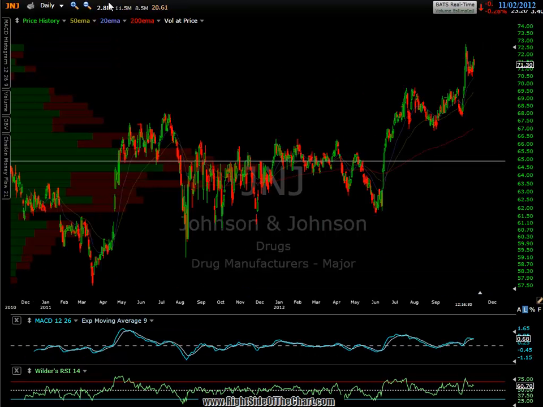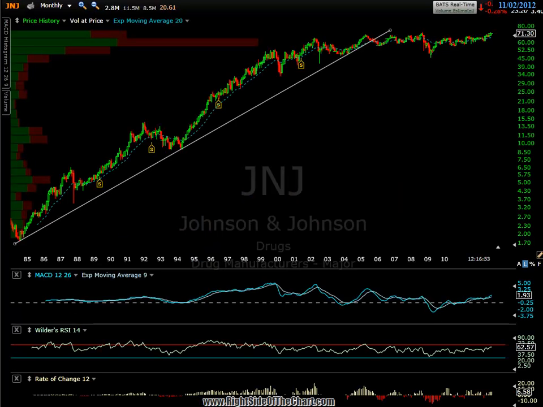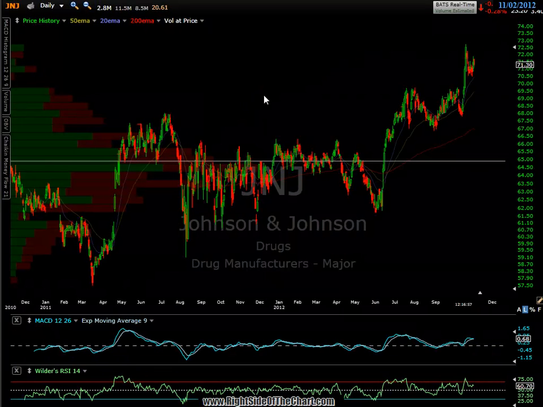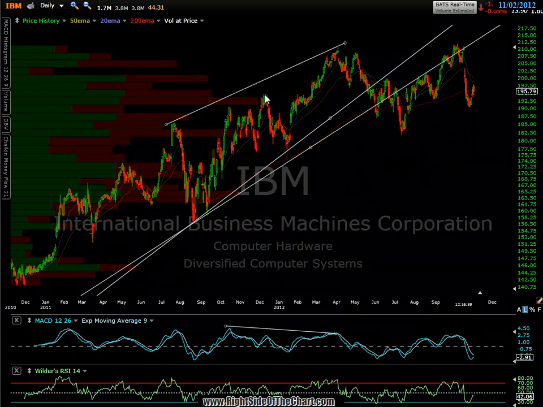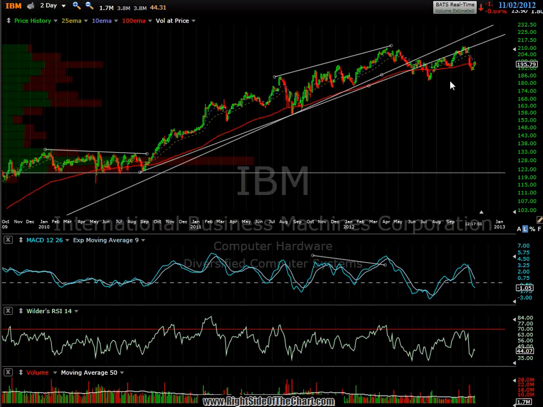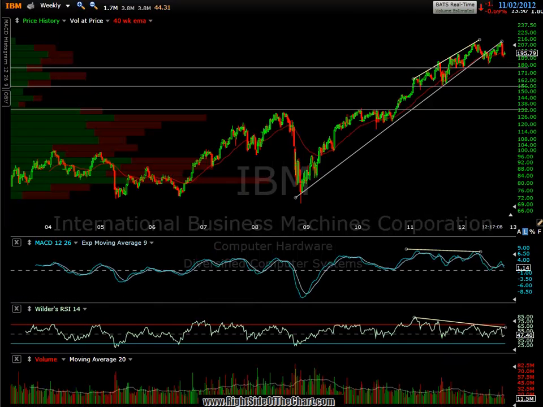J&J, I don't see really much on the chart here. Let's take a look. There's a monthly chart, not a whole lot. I don't have much of an opinion on that one. IBM, I have a couple trend lines here, which IBM has broken below, looking a little bearish. And let's take a look at a weekly chart.